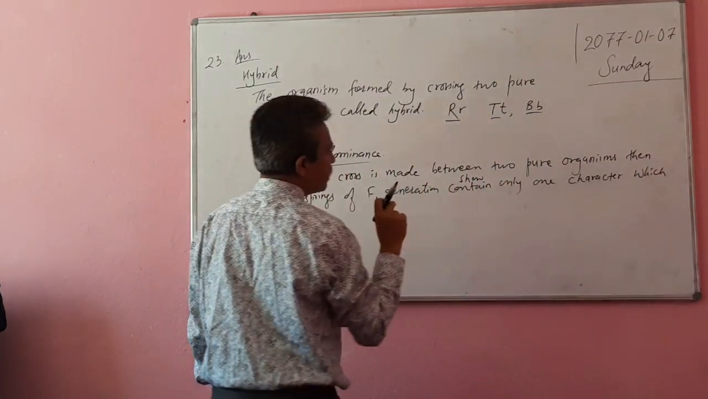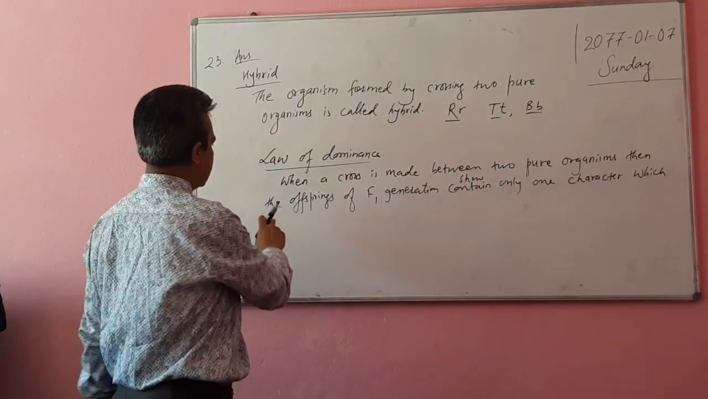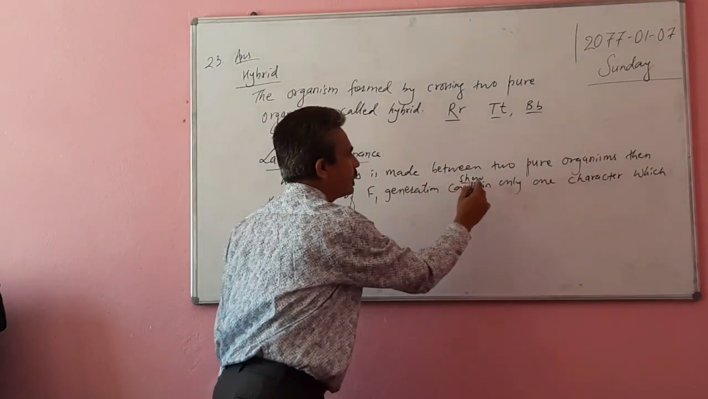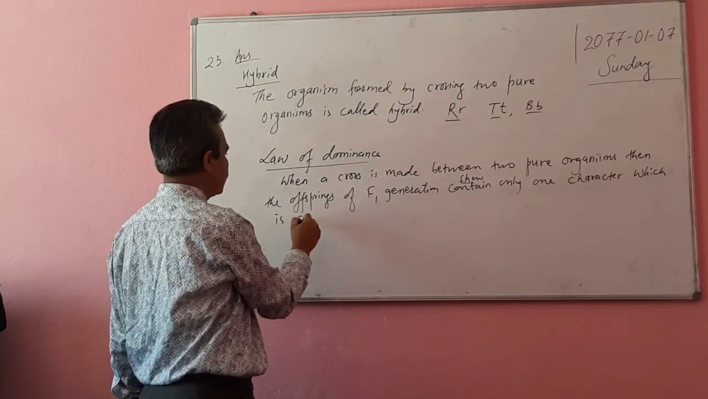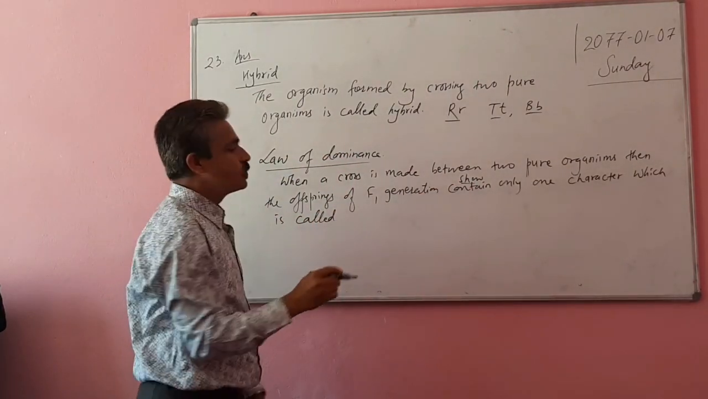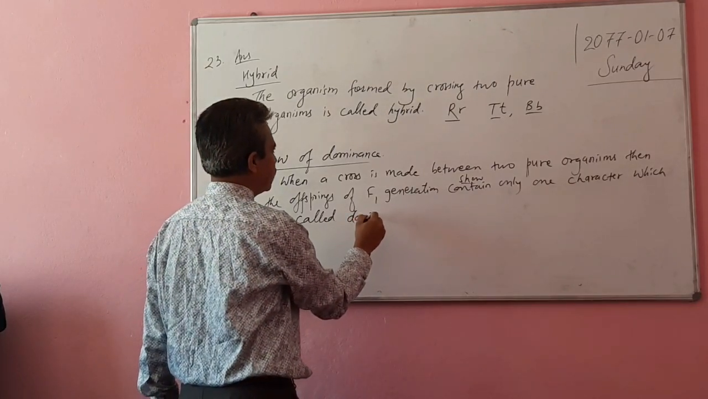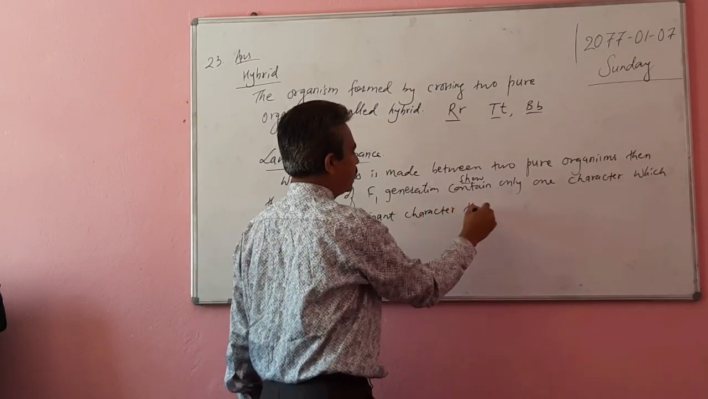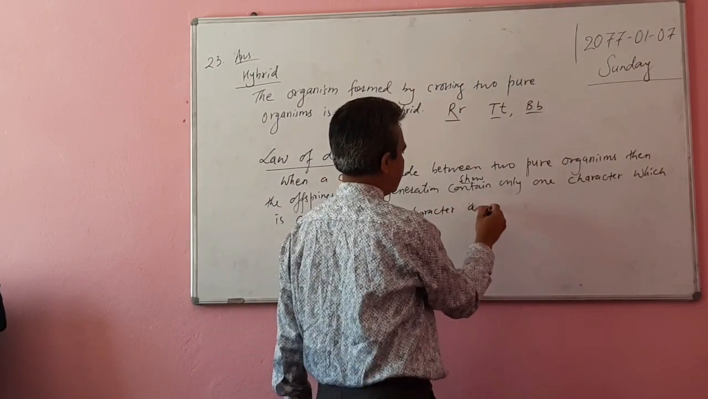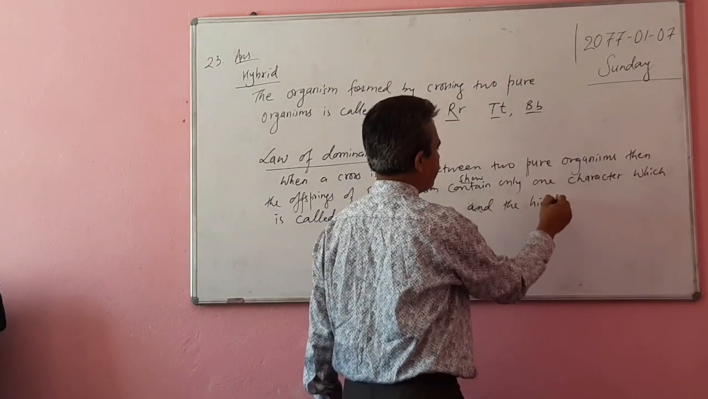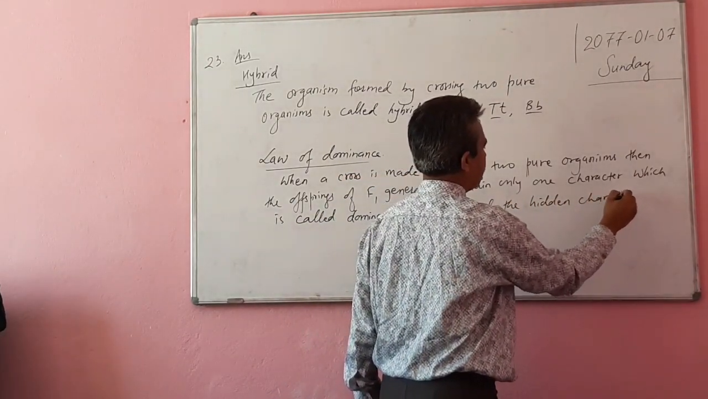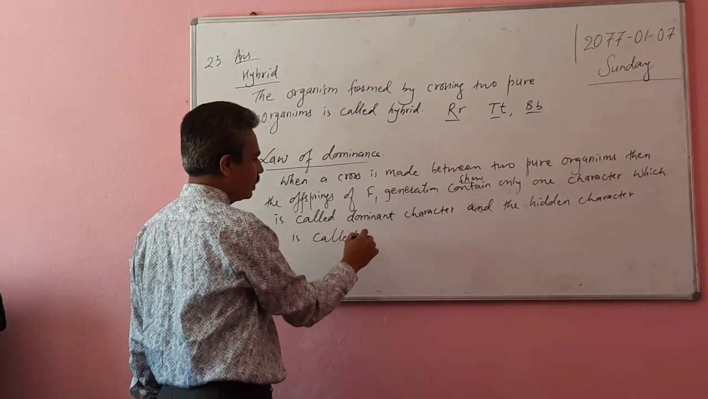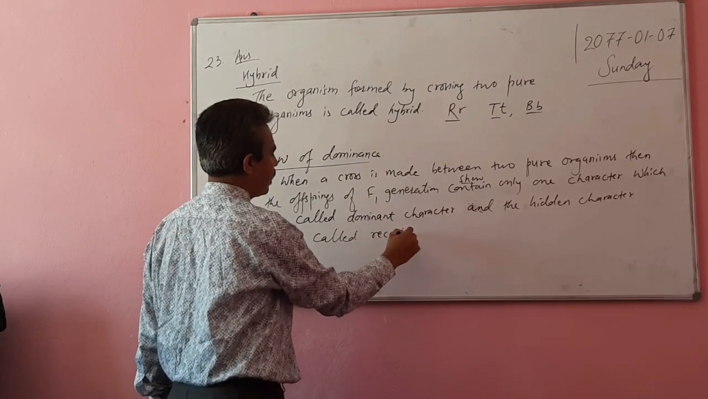When a cross is made between two pure organisms, then the offsprings of F1 generation contain or show only one character, which is called, what is it called? Dominant character. Dominant character. And the hidden character is called, what is it called? Recessive character.